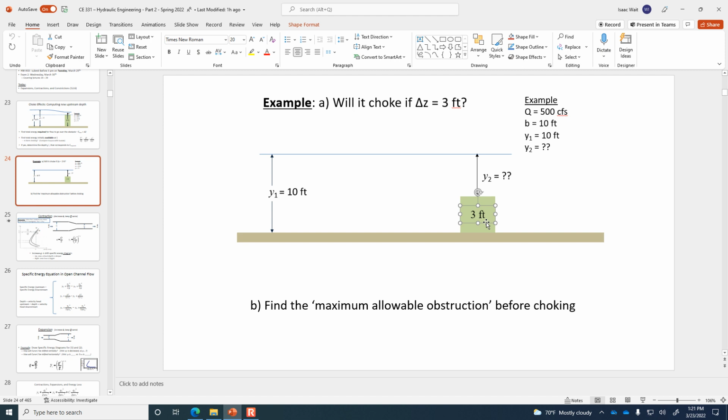All right, so what we found is that E initially available at 1 was 10.388 feet. That was the depth plus the velocity head.